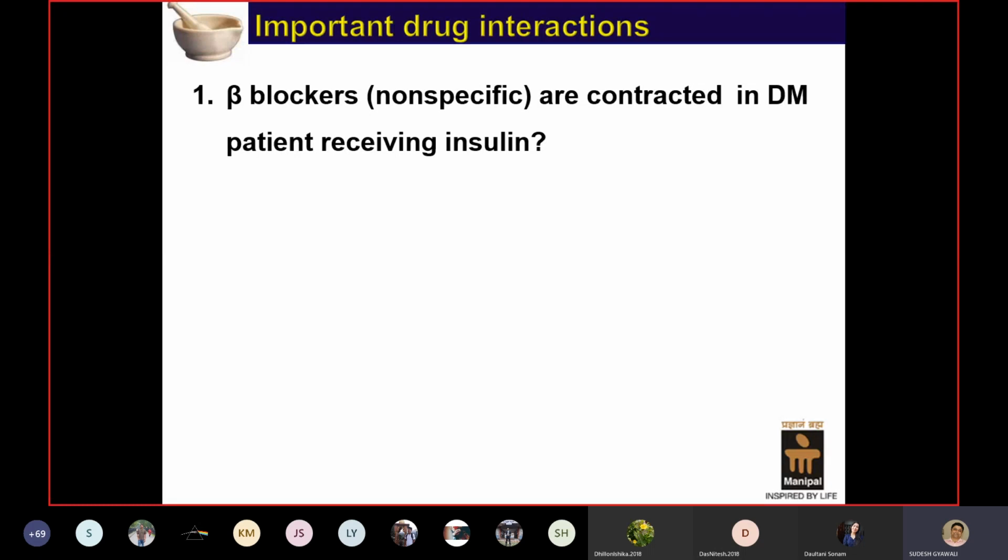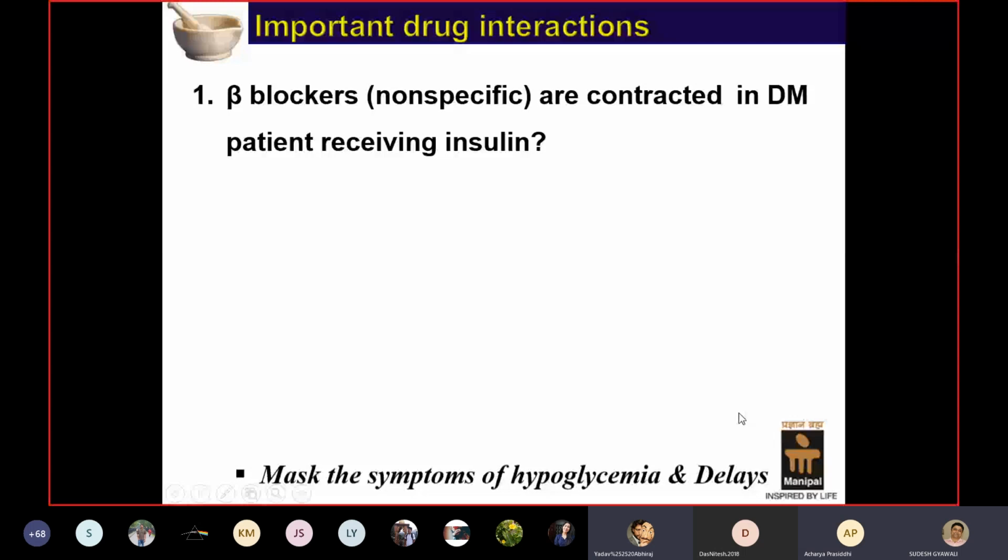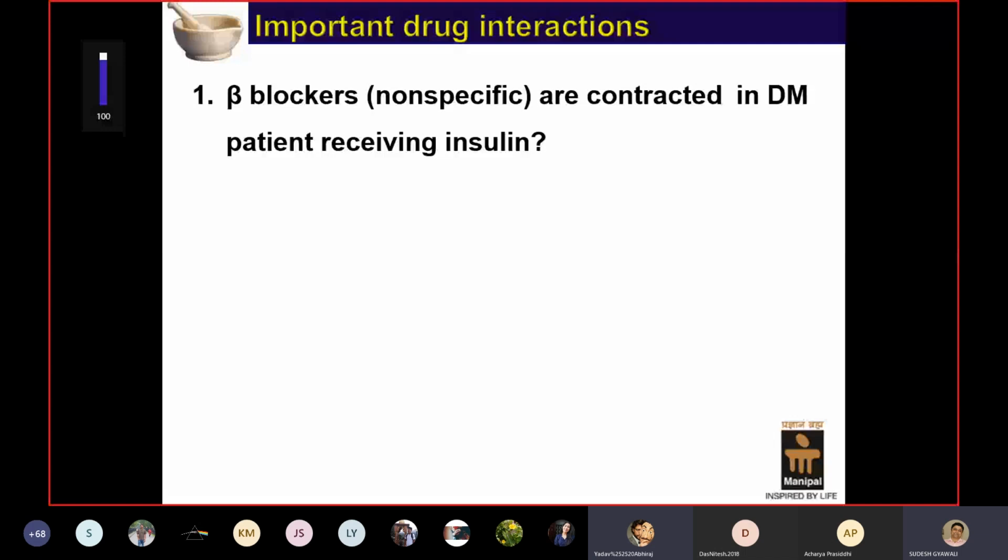Sir, if the hypoglycemic effect is seen, then the beta blocker covers up the hypoglycemic effect. Yes. Anything else? Sir, beta also acts on pancreatic cells and decreases the release of insulin in hypoglycemic condition.